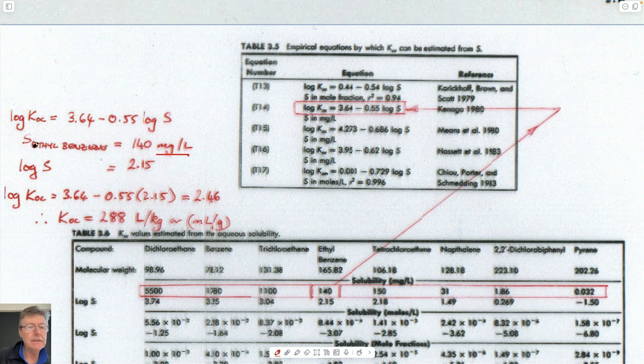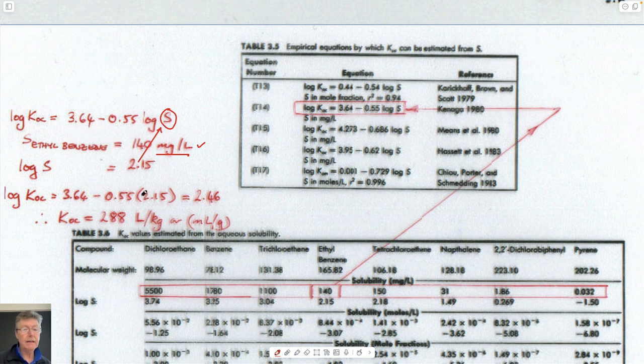For ethyl benzene, the solubility, if you go to Fetter, is given in this table here. The magnitude is equal to 140 milligrams per liter, which is this number here. If we want to substitute into this, you take the log of it in these units. 140 must have a log between 2 and 3, right? 1,000 would be 3, 100 would be 2. And so the logarithm of this is 2.15. You put 2.15 into here.